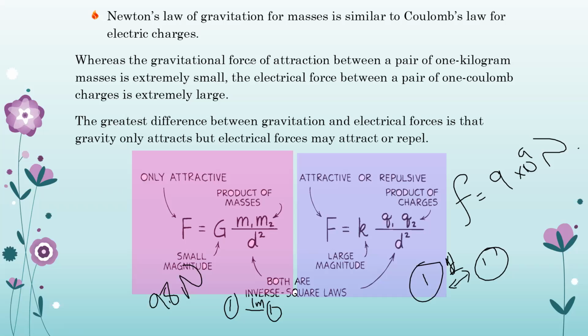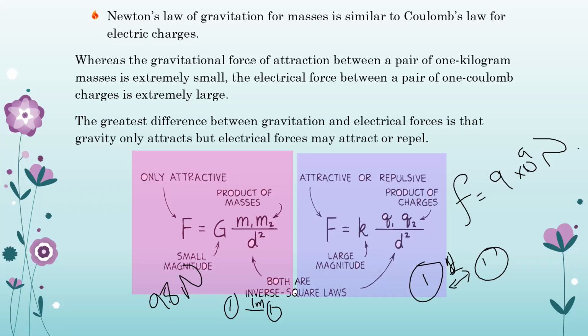So what does it mean? That means the force between two charges is of a very large magnitude, 9 billion newtons. But between two masses, it's only 9.8. So it is a small magnitude in comparison.